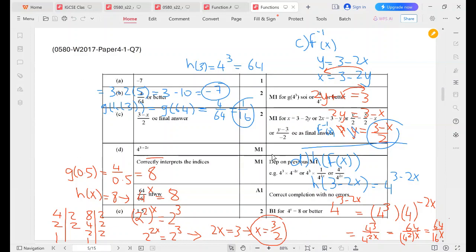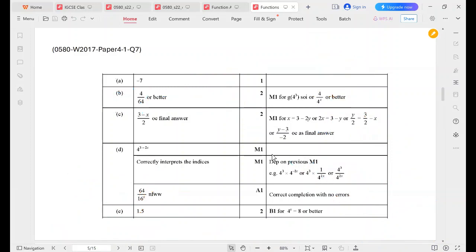Now, if you check the answers, A is -7, B is 4 over 64 or 1 over 16, C is 3 minus x over 2, and D was a show that question. We already know that we got that right. And E is 1.5 or 3 over 2. So all our answers match the marking scheme.